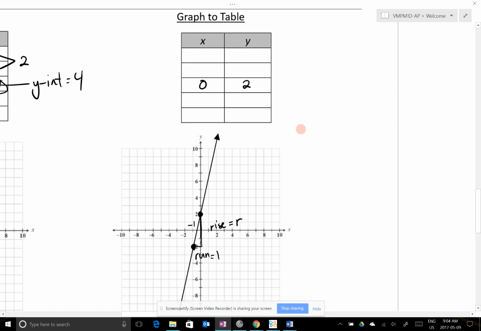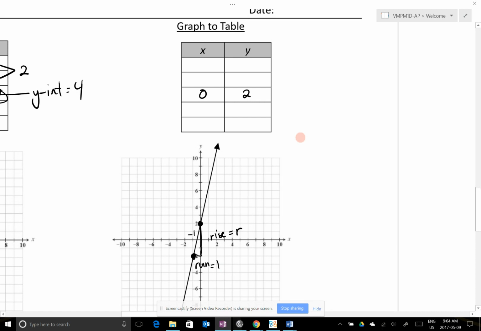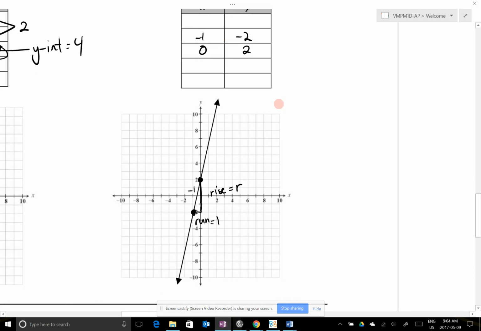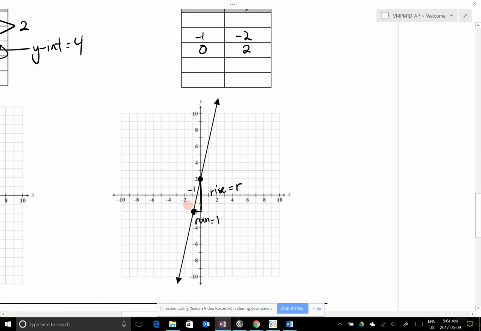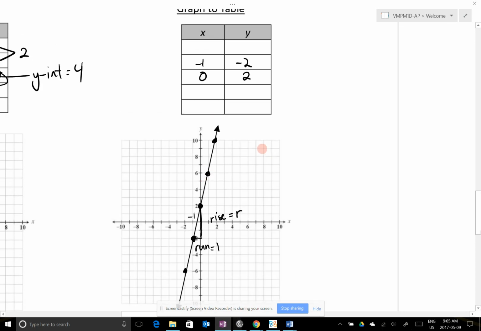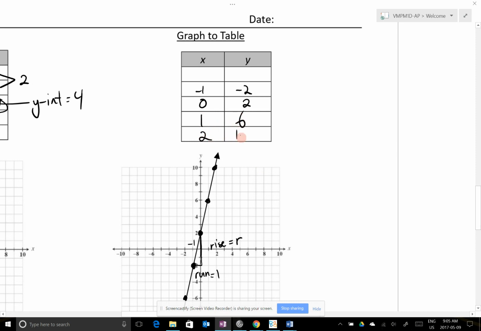Okay, so again, all you have to do really is just plot other points that you can read. So I can here read negative 1 and negative 2. And down here I have negative 2 and negative 6 approximately. And then here 1 and 6, and then 2 and 10. Then you can just check, negative 6 and negative 2, it's a rise of 4. Negative 2 and negative 1 is a run of 1, so the slope works. The slope is 4. My y-intercept is 2.